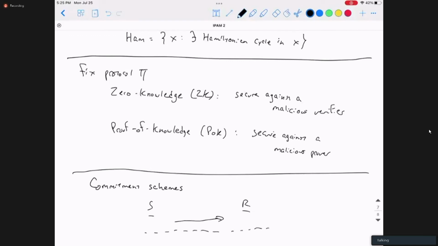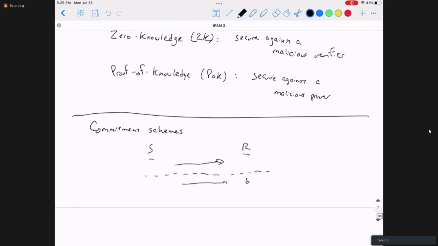And then during phase 2, the sender will send some information to R that will allow R to recover some bit B. And the properties that we want here are called hiding and binding. The hiding property, roughly speaking, says that after the first phase of the protocol, before this dotted line, R has no information about the bit B that the sender committed to. And the binding property is that at the end of the first phase, the sender can only possibly open up its commitment to a single bit B.